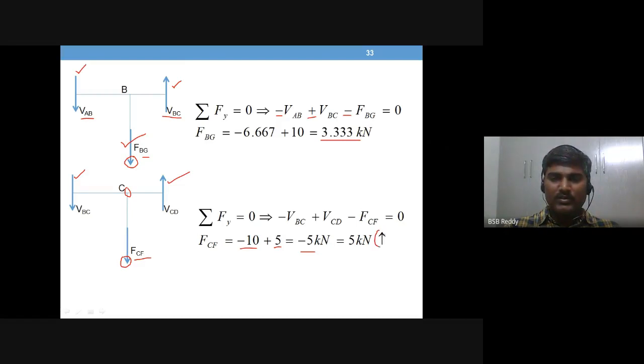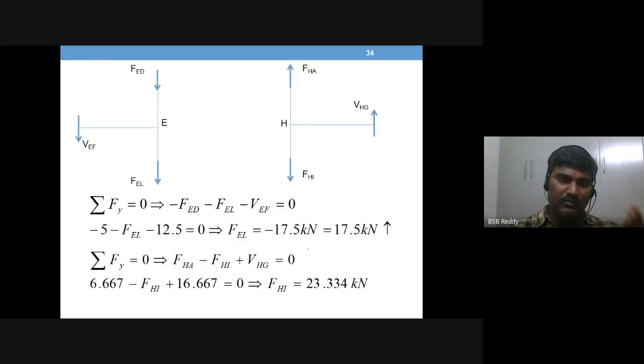That is mentioned here. So FCF means what? The axial load of the column CF is upward. Okay, that's how it is, right? So this is how you follow the procedure. So this is for the topmost joints consisting of so many free body diagrams. Likewise, you have to proceed for all the other diagrams.